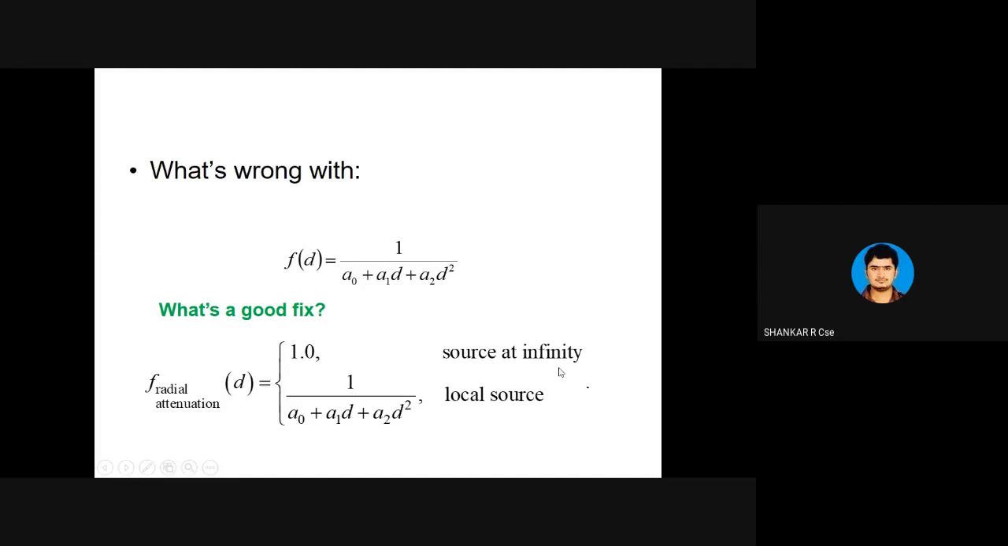Now, if the source is at infinity, that means let us say the sun, very, very far, and my f of d, that is the intensity, and the attenuation will be 1. Means what? It is 1 divided by 1, that is 100% loss. I'm talking about loss now. Loss, that is attenuation, means loss. Loss is equal to 1 means 100%. When can it be 1? When numerator by denominator is 1. Numerator is 1. Denominator is also 1. Means source is at infinity. So if the source is at infinity, the loss is 100%.